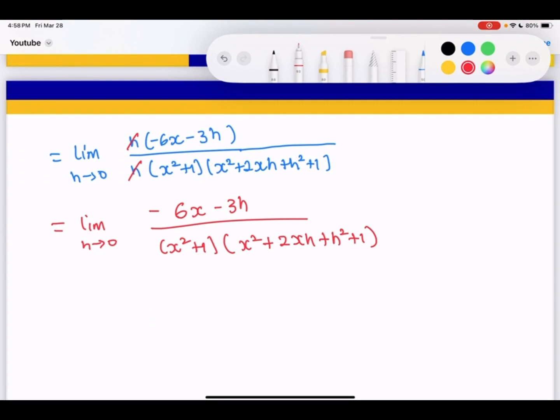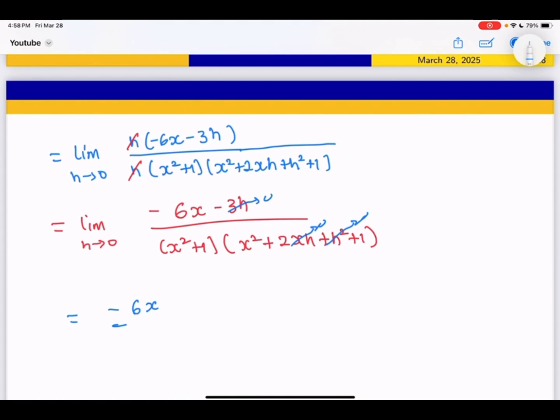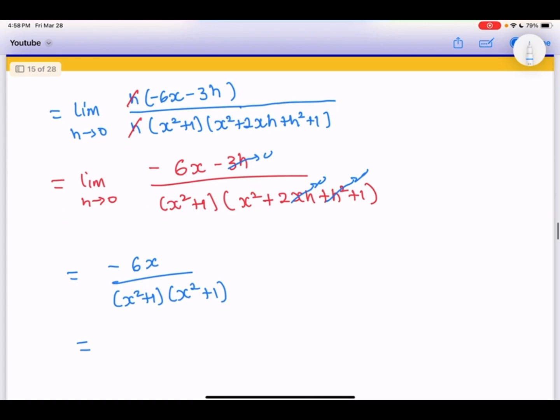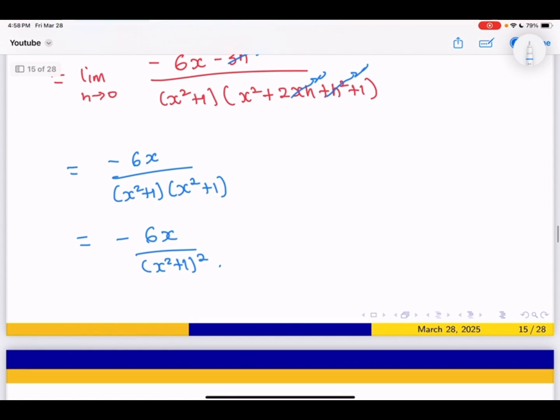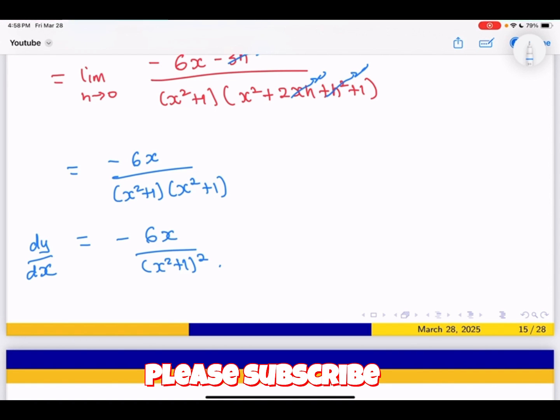So now let's take the limit as h goes to 0. As h goes to 0, this part will go to 0, this guy will go to 0, and this will also go to 0. So we are going to have minus 6x divided by x squared plus 1, then x squared plus 1 again, which will be simplified to minus 6x divided by x squared plus 1 all squared. So that's dy dx giving us minus 6x on x squared plus 1 all squared.